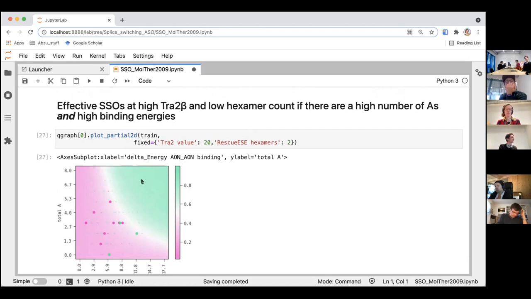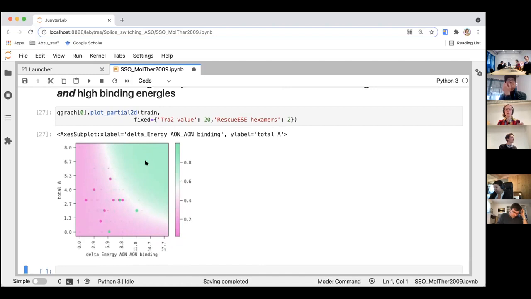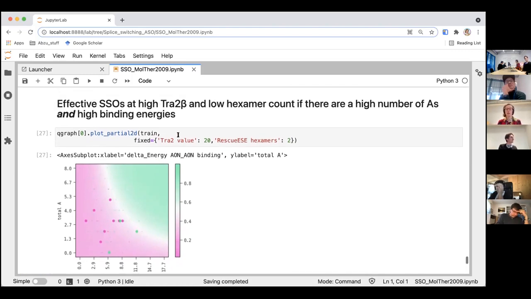Then if we have a high number of A nucleotides and also a high binding energy, then we can actually design effective splice switching oligos, even though we have high TRA2 values and low hexamer counts. So this is a way to actually guide.